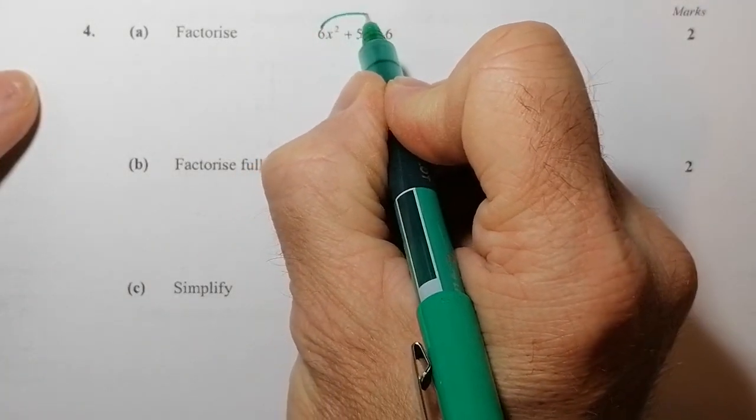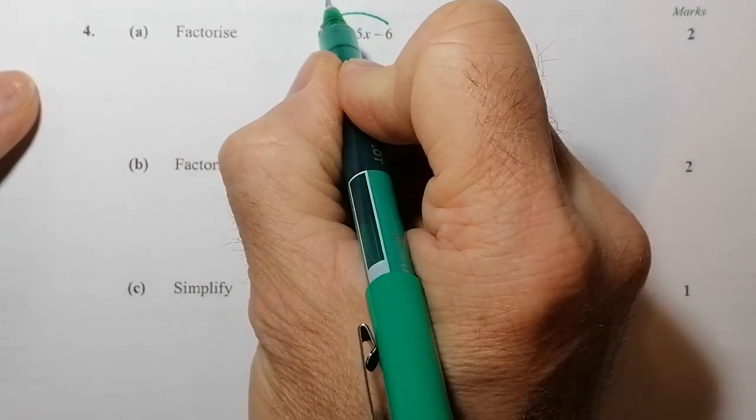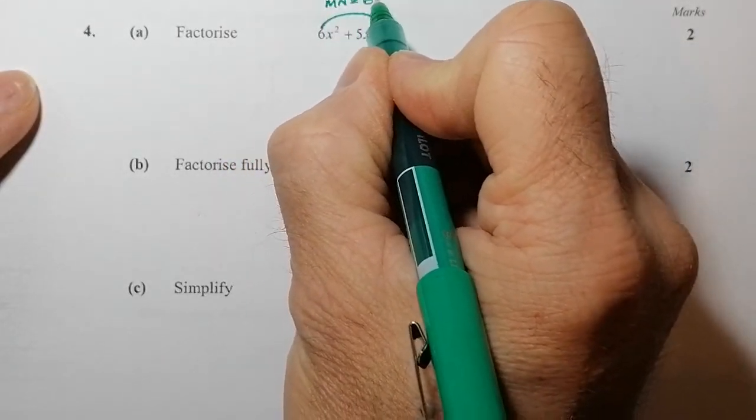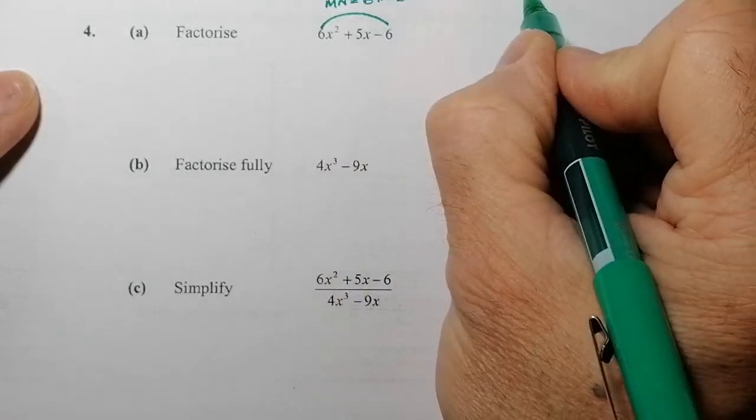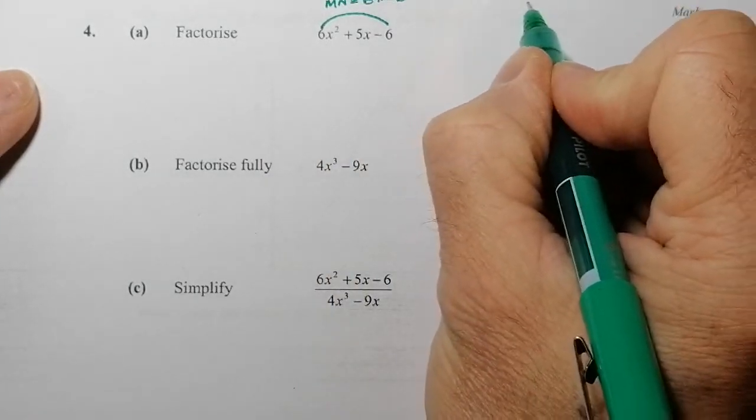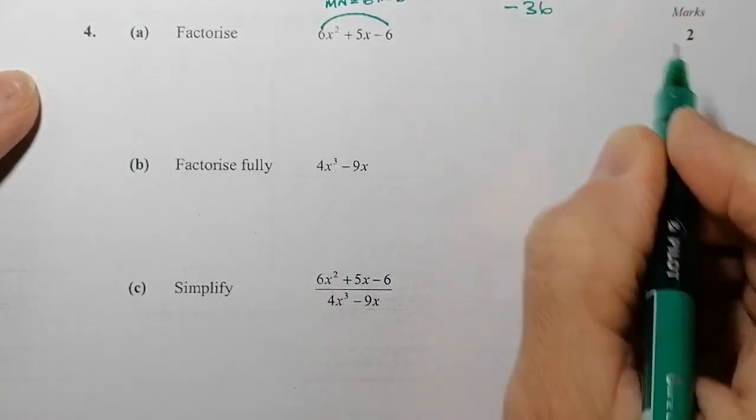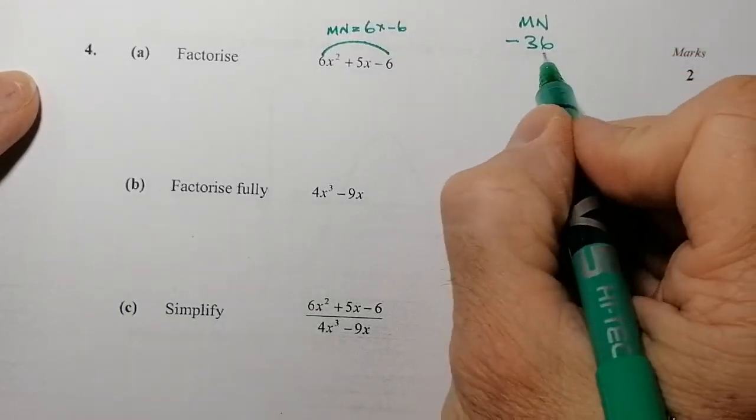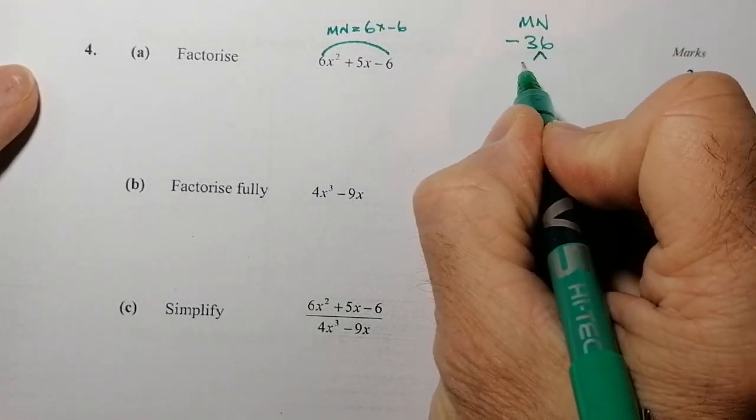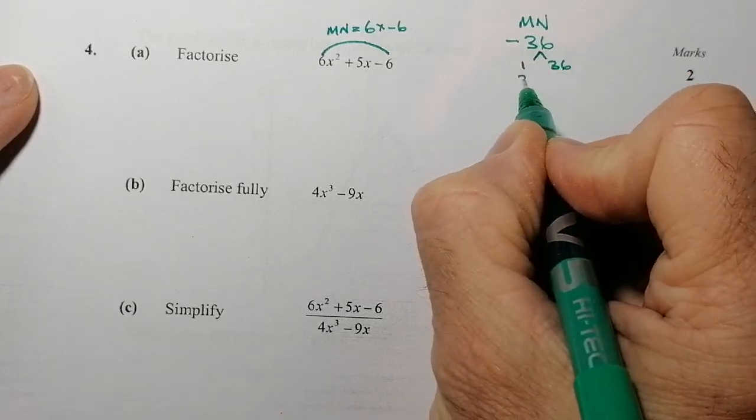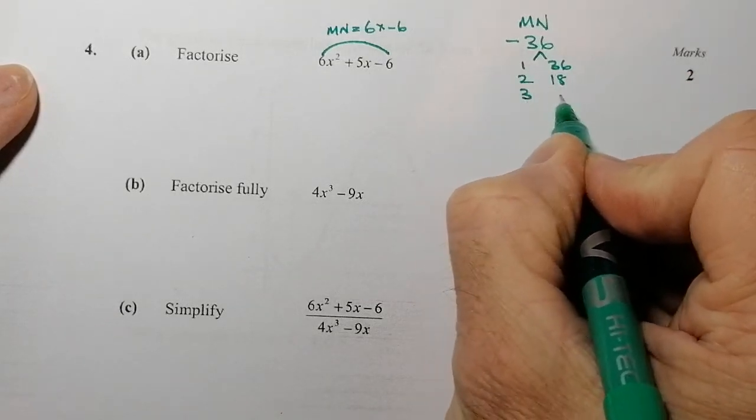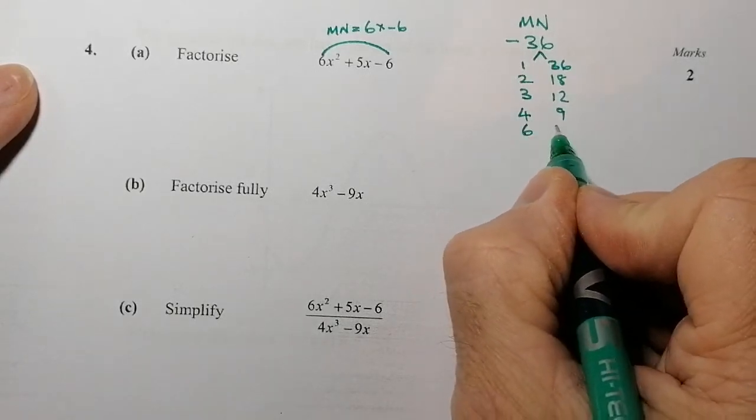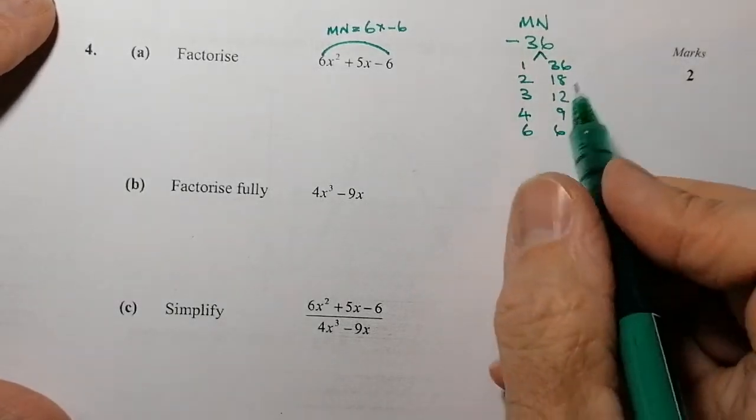So what I'm going to do is multiply the two of these together to get my magic number. So that's going to be equal to 6 times negative 6. So my magic number is going to work out to be negative 36, okay? So if that's negative 36, I'm going to look at the factors of 36. 1 and 36, 2 and 18, 3 and 12, 4 and 9, and 6 and 6. So that should be all the factors written down there.